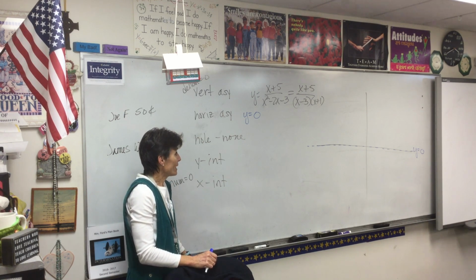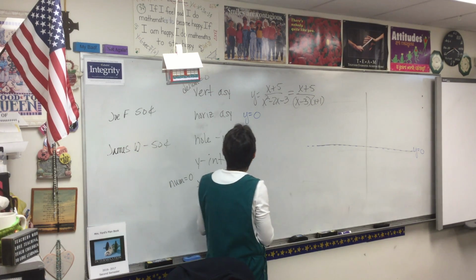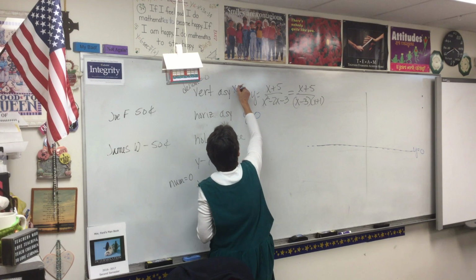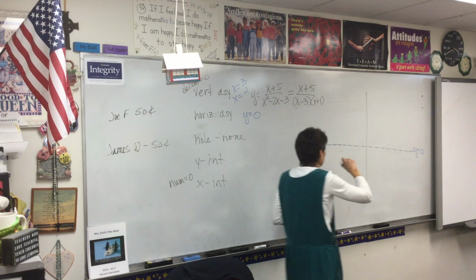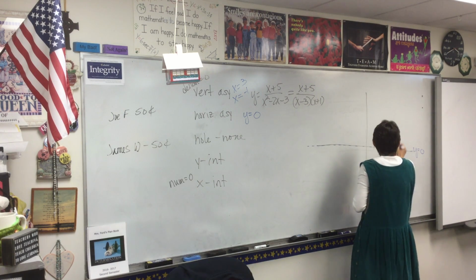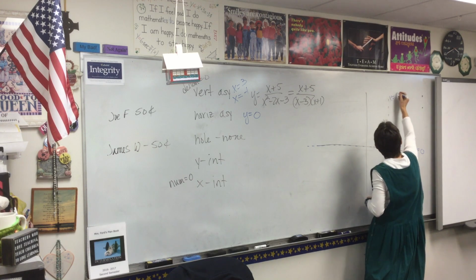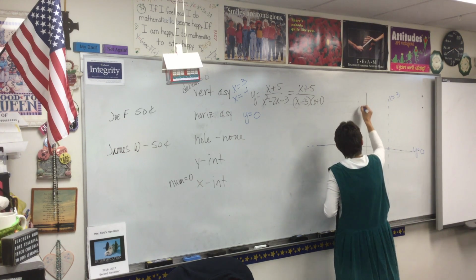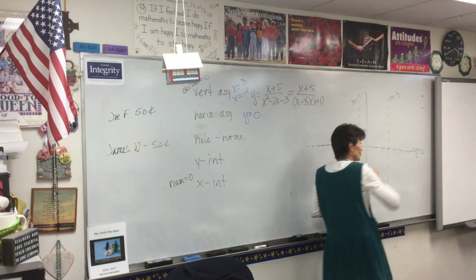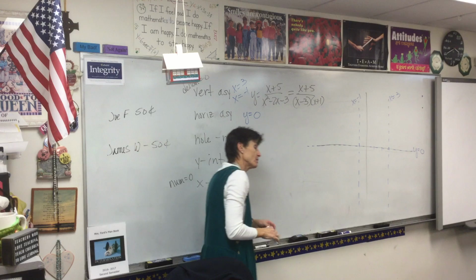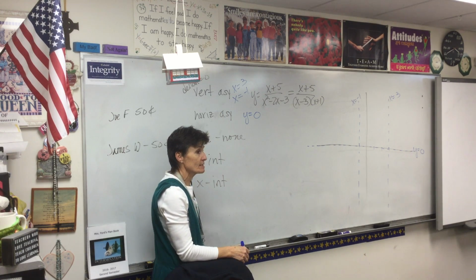All right, what else do we have? Your vertical asymptote. We have two verticals, don't we? Where are they? X equals 3 and X equals negative 1. Why do we have vertical asymptotes at 3 and negative 1? Because they're the denominators. Exactly. Those are the numbers that would make the denominator equal to zero, and vertical asymptotes happen where the denominator is equal to zero.